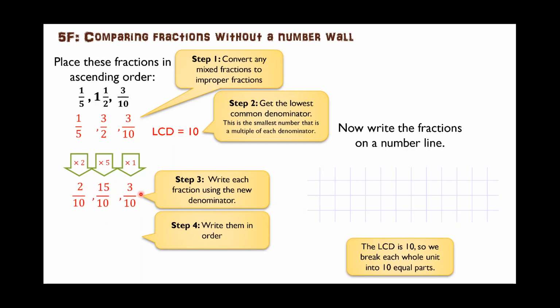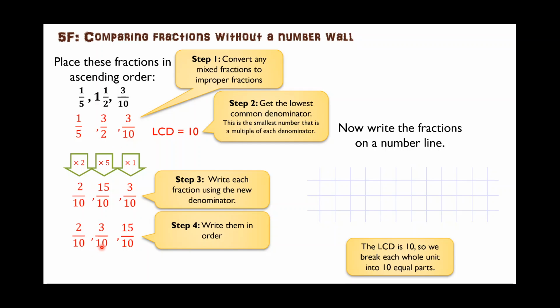Which of these fractions is the smallest? The smallest one is 2 out of 10. And which is next biggest? The next biggest one is 3 out of 10. And which is the largest number? The largest fraction is 15 out of 10. So these are the fractions in order. 1/5 is that one. 1 1/2 is this one here, 15 out of 10. And 3/10 is that one.